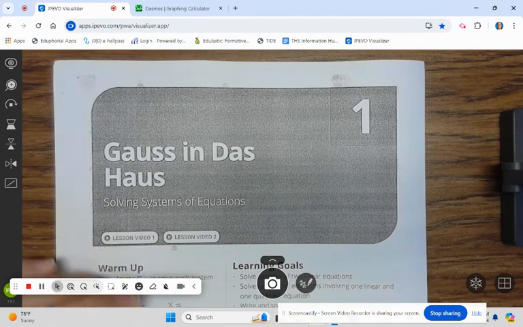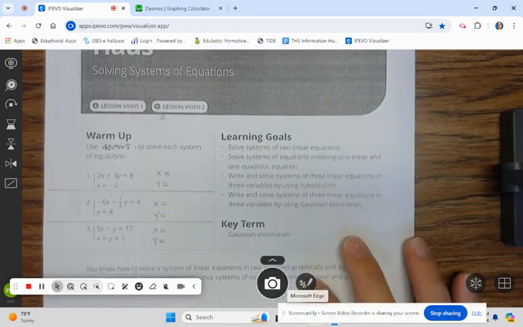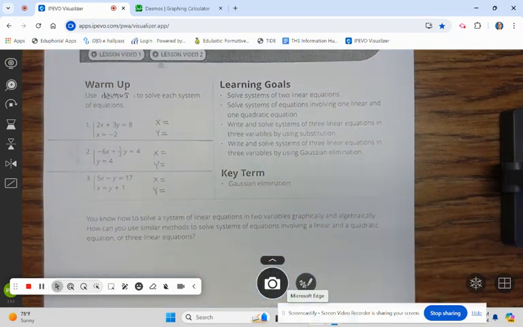Okay, Wildcats. Today we're looking at Gauss and Haus solving systems of equations. Alright, let's take a look at the warm-up. Use Desmos to solve each system of equations. So let's go into Desmos.